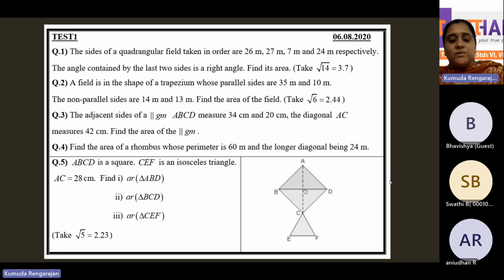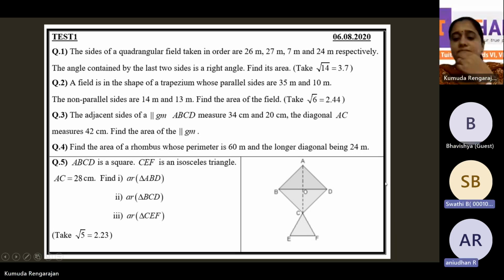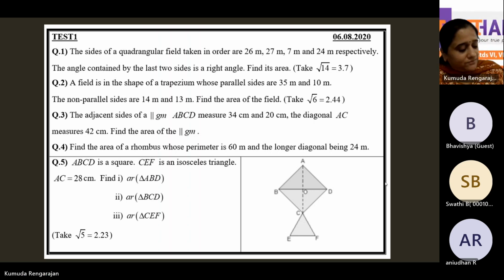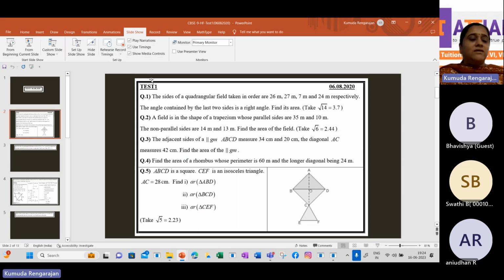Online students, tell me, are the questions familiar? Yes, ma'am. The questions are familiar. Very good. See, that prompt answer, Aniruddhan. Then Swati? Yes, you said, right? Very good. You two also answered promptly. What about Bhavishya? Yes, ma'am. Very good. So we'll come back at 8:30 to work these questions.